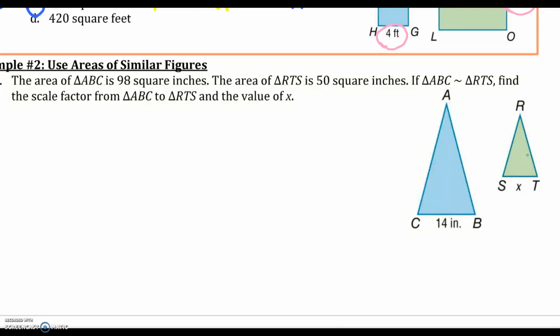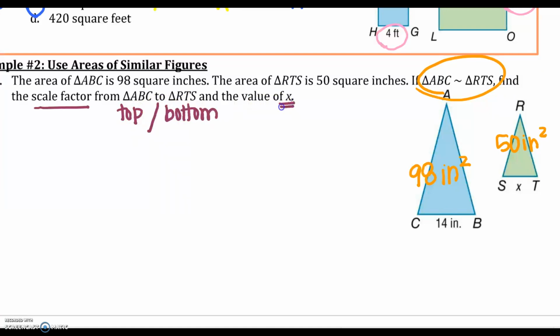So triangle ABC's area is 98 inches squared. RST is 50 inches squared. I know they're similar, which means I can set up a proportion. Find the scale factor from ABC. So remember, that's top to bottom.